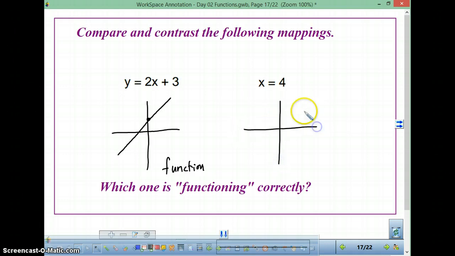Let's graph this one. What's the line where all the x's are 4? Where x is always 4? Is that going to be a vertical or horizontal line? It's going to be a vertical line like this. So obviously a vertical line cannot be a function. Does not pass the vertical line test. Not a function.